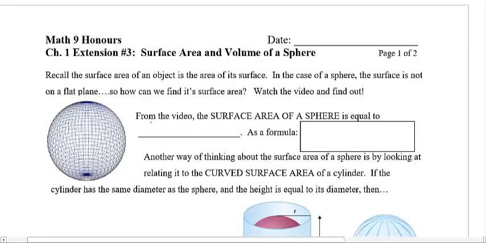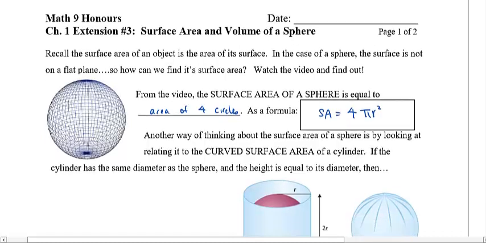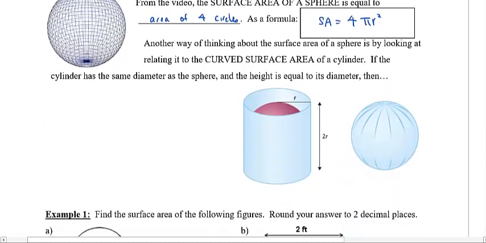pi r squared. From the video, you found that the surface area of the sphere is equal to the area of 4 circles, which happens as a formula to be what? Yeah, 4 pi r squared. That is the correct formula for the surface area of a sphere. Now, another way of thinking about the surface area of a sphere is by relating it to the curved surface area of a cylinder.